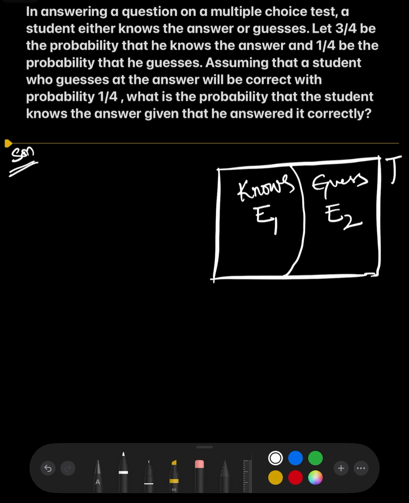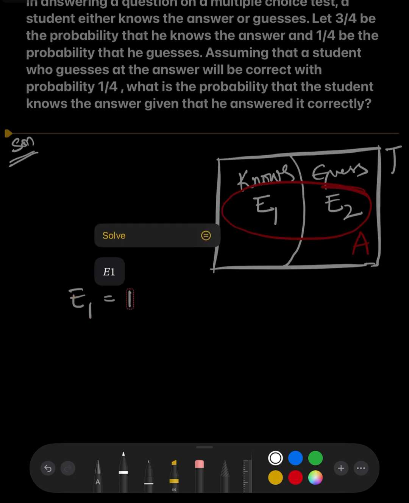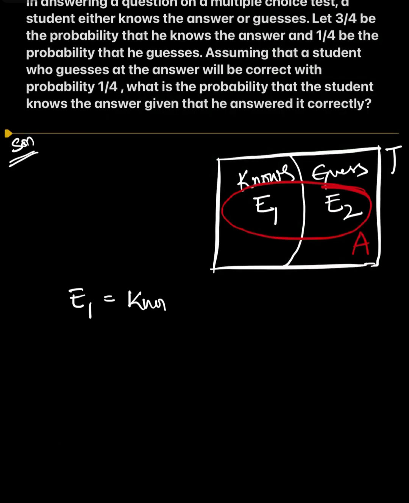Now, the main important thing is an event which is associated with both the events E1 and E2. After he knows the answer or he guessed the answer, he answered it correctly. That is the event associated with both E1 and E2, which we call A. So clearly here, E1 is the event that he knows the answer, and E2 is the event that the student guesses the answer.